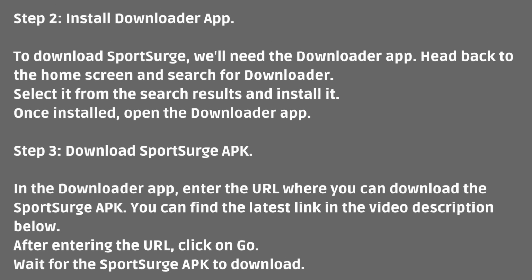Step 3. Download SportSurge APK. In the Downloader app, enter the URL where you can download the SportSurge APK. You can find the latest link in the video description below. After entering the URL, click on Go. Wait for the SportSurge APK to download.